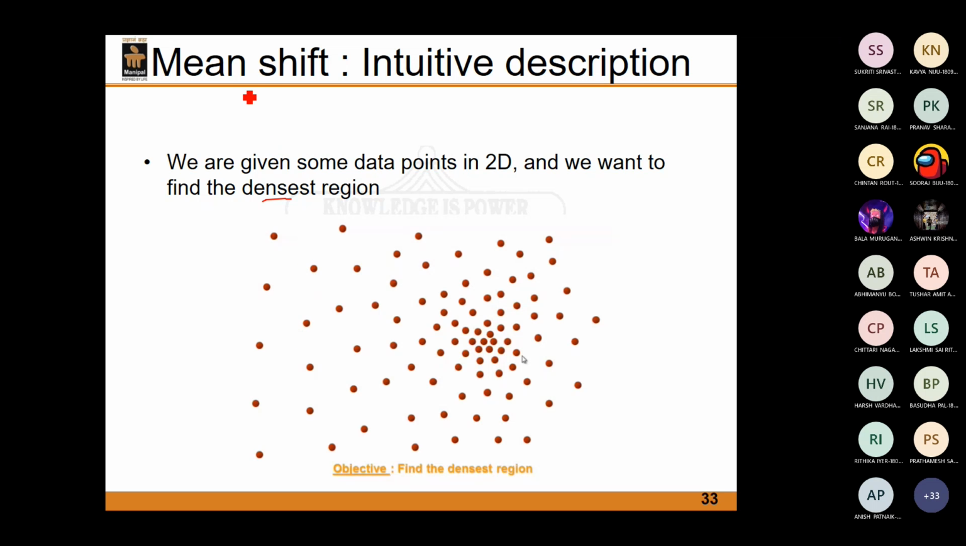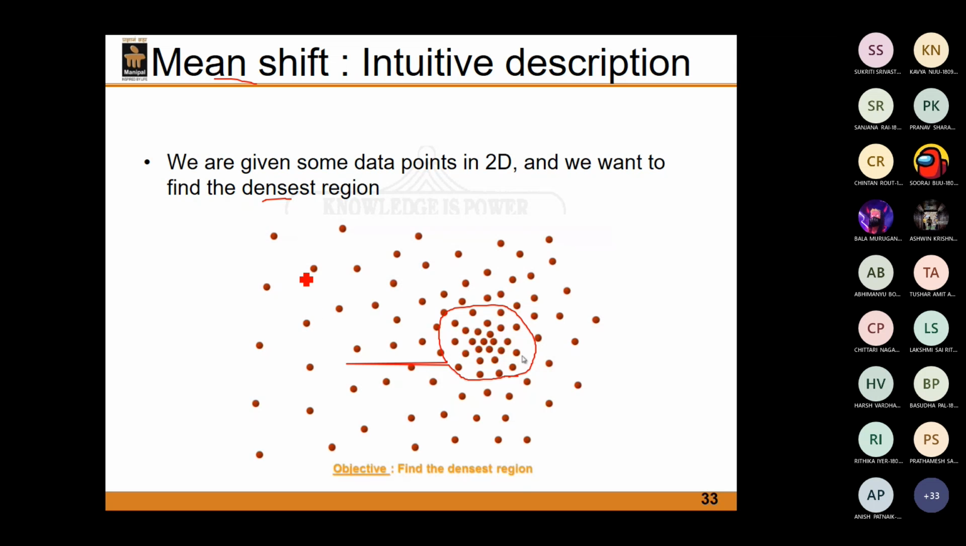So the mean shift algorithm would help in finding this densest region. When you look at this diagram, we can easily see that somewhere over here you have the densest region, right? Now, how can we develop an algorithm, or how can this mean shift algorithm help in automatically identifying where the densest region is? That is what we'll be seeing.